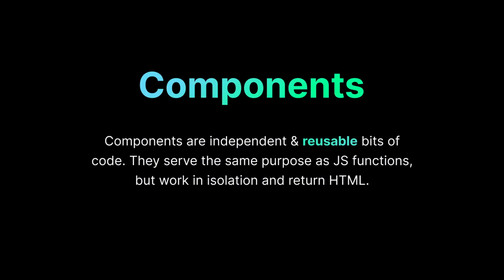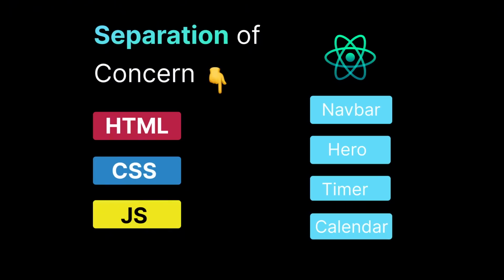So what is a component? Components are independent and reusable bits of code. They serve the same purpose as JavaScript functions, but work in isolation and return HTML, or JSX to be precise, something which we are going to be discussing very soon. React.js allows us to make our website modular by using something called the separation of concern.